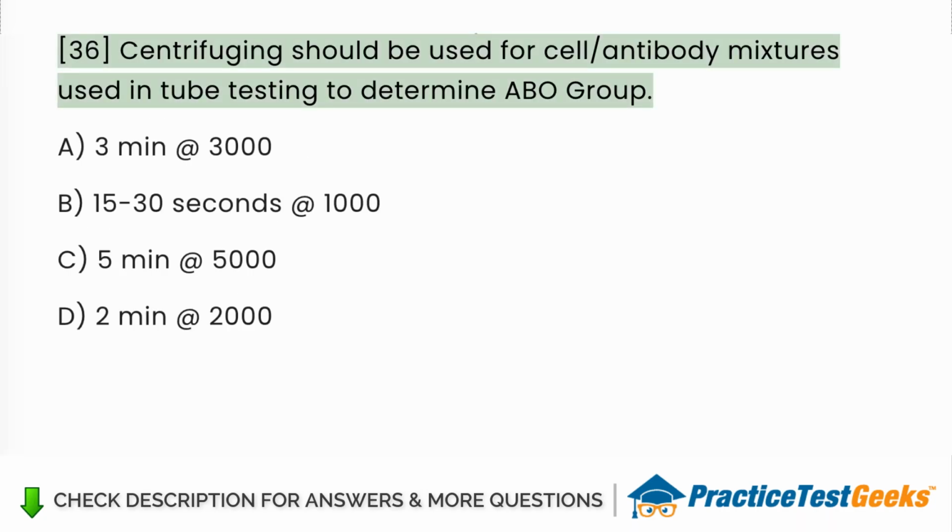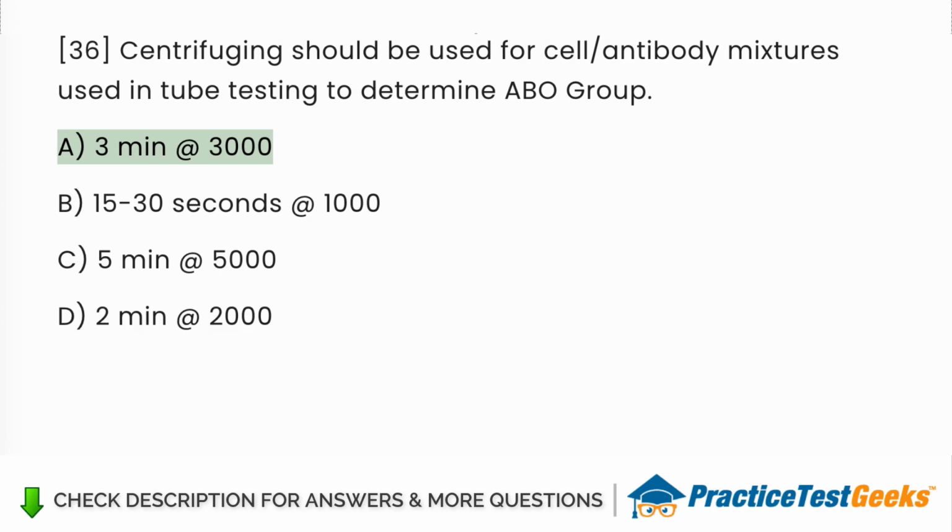Centrifuging should be used for cell antibody mixtures used in tube testing to determine ABO group. A. 3 minutes at 3000. B. 15 to 30 seconds at 1000. C. 5 minutes at 5000. D. 2 minutes at 2000.